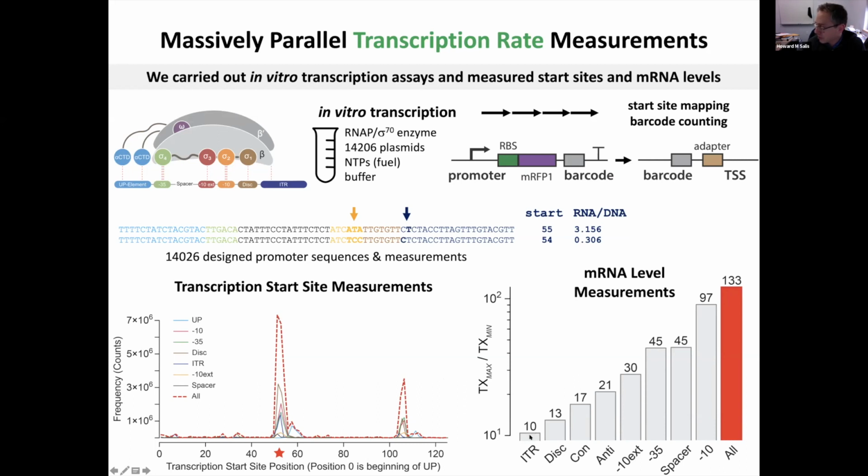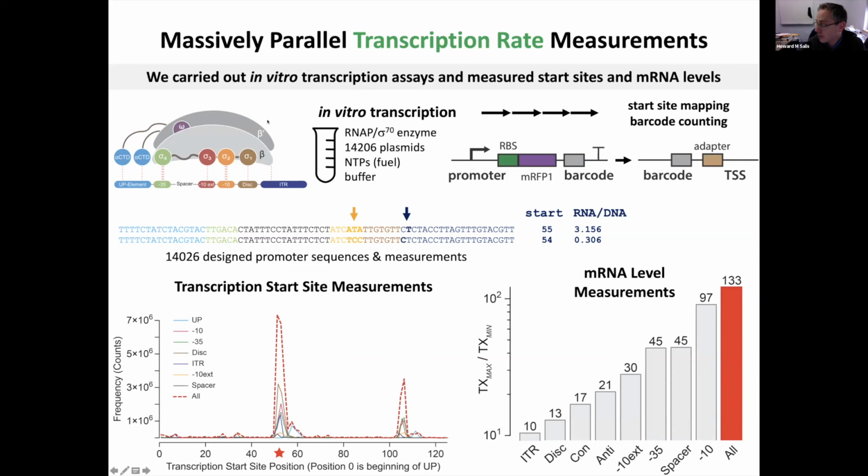And of course, we have the transcription rate measurements, and they make sense in terms of how mutating various regions of these motifs and their sequences affects how much change in transcription rate you're going to get. And so the -10 hexamer is very important, and the spacer region is very important, the -35 hexamer is very important, whereas the discriminator element and ITR do have an effect on transcription, but they're not as important.